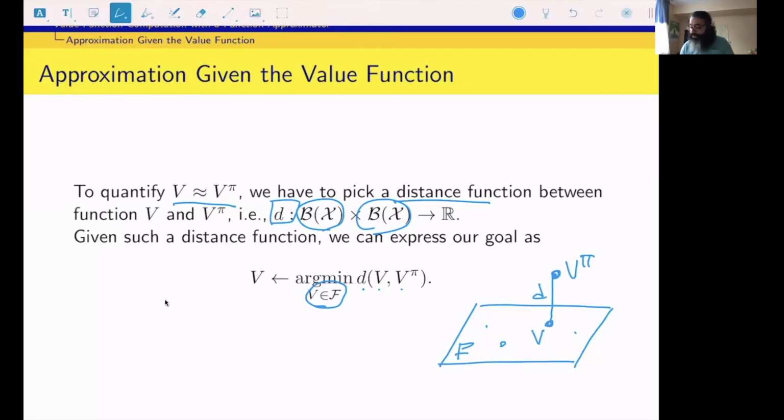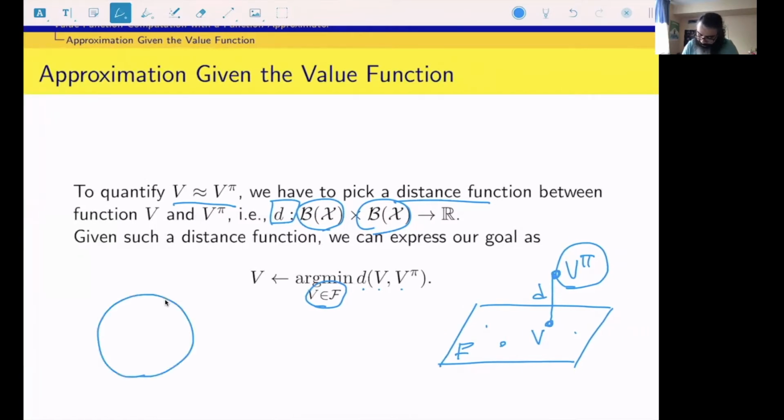In general, V pi is not inside or within that function space F. It might not be representable in that space. So that's why when we visualize it, we show it outside that space. So that's one way. This is showing the function space as a kind of plane. In some other cases, it might be more clear to show it something like this.